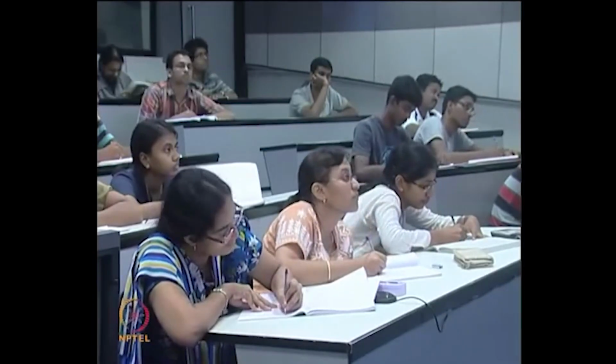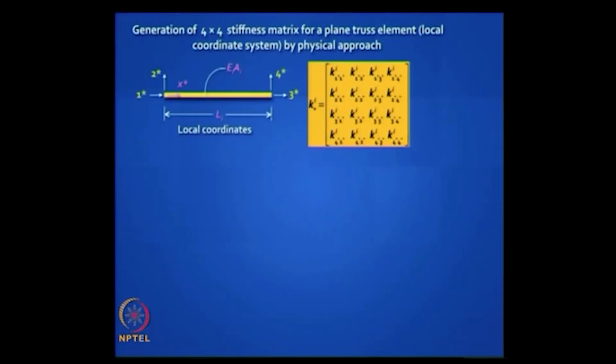It is going to look like this, it is going to be symmetric, generated by the physical approach. That means you do not need any calculations. Okay. So what is the first thing you will do? You have to draw a sketch where you apply only one unit displacement. Which one will you apply? So d1 star equal to 1.